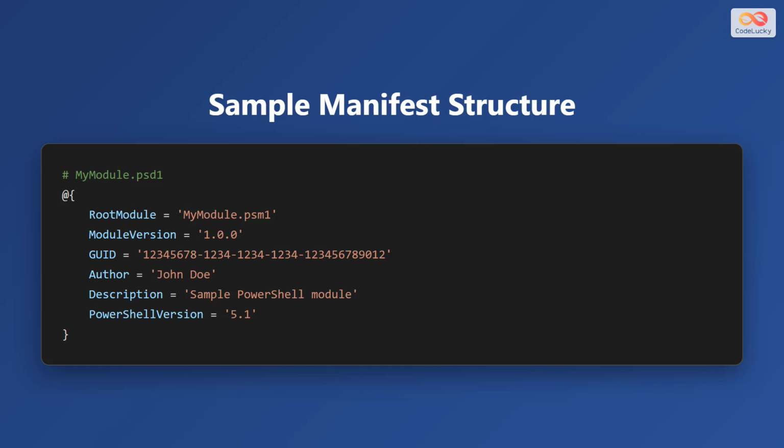Here's what a basic module manifest looks like in practice. The file starts with a hash table symbol: at sign and curly brace. Inside, you'll find the RootModule pointing to your .psm1 file, a ModuleVersion in semantic versioning format like 1.0.0, and a GUID, which is a unique identifier string. You also include the author name and a description of your module. The PowerShellVersion key specifies the minimum version of PowerShell required to run your module, such as 5.1. This simple structure provides all the essential information PowerShell needs.